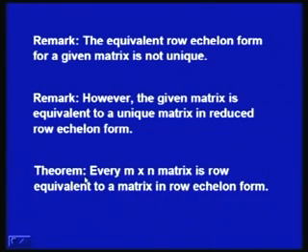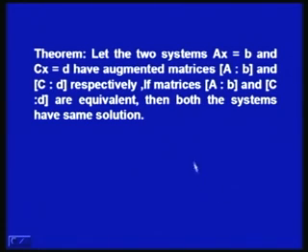Now, we have a result which says that every m by n matrix is row equivalent to a matrix in row echelon form. So, you can apply transformations so that it will reduce to row echelon form. Another theorem says that the two systems Ax = B and Cx = D have augmented matrices [A|B] and [C|D] respectively. If matrices [A|B] and [C|D] are equivalent, then both the systems have the same solutions. This is an important result because you can apply different types of transformation, you may get different equivalent matrices, but both of them will have the same solution.